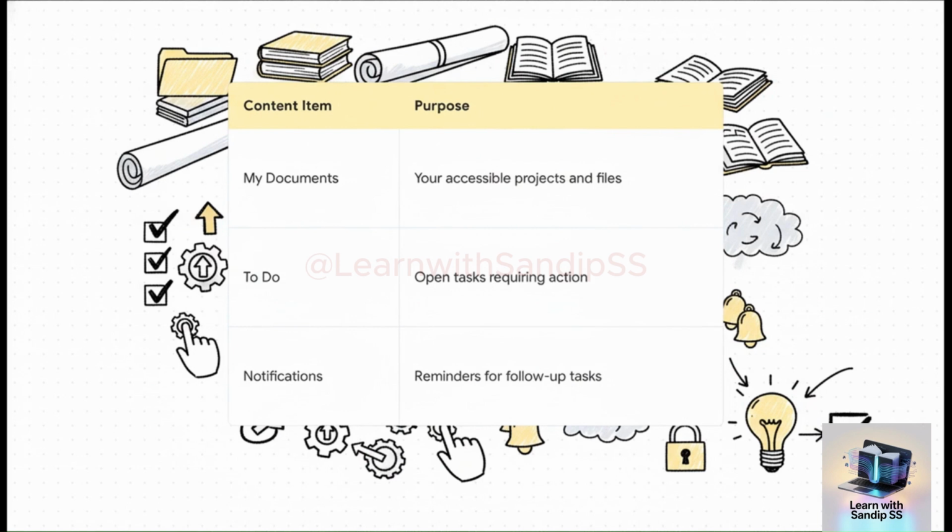Okay, if you remember one thing, make it this. My Documents is like your library. It's where all your projects and contracts live. Your to-do list, on the other hand, is your action list. These are things that need you to do something right now, like approve a supplier. Makes sense, right? And notifications? Just think of those as friendly little reminders.